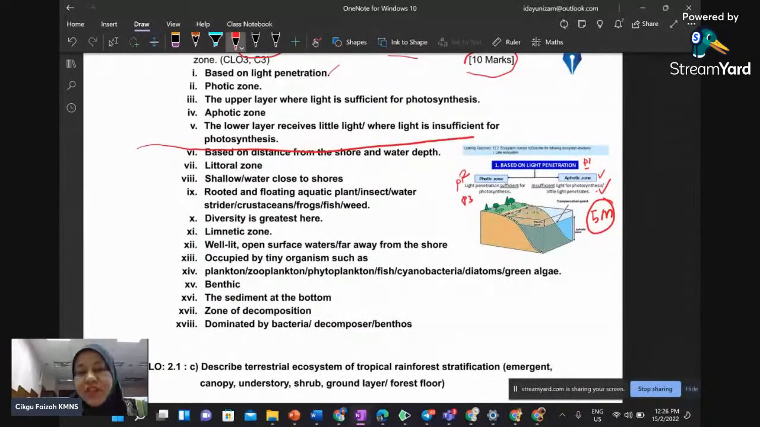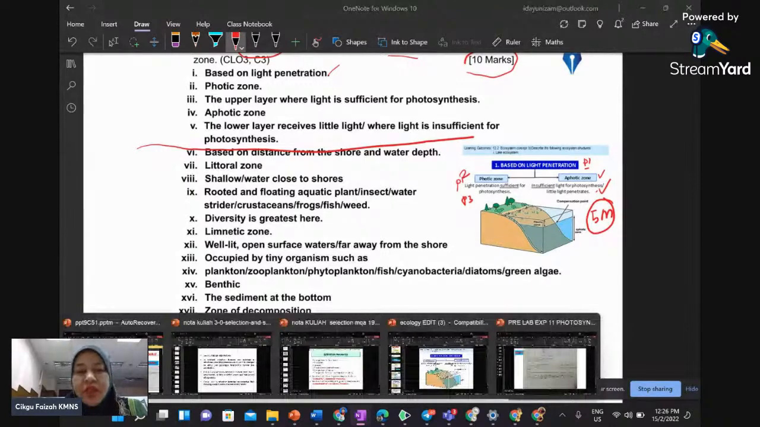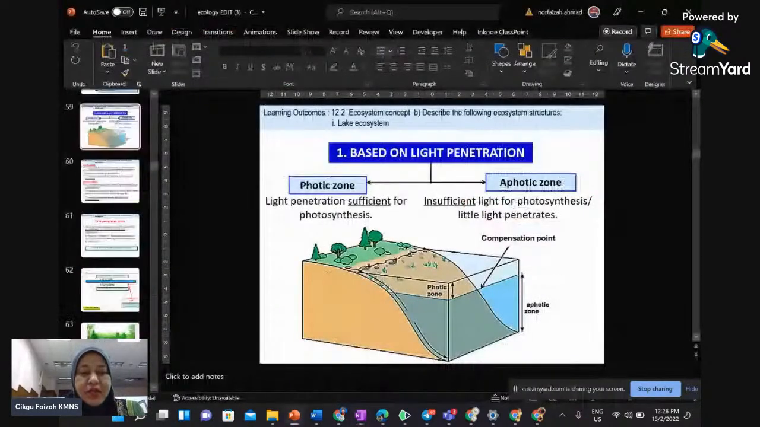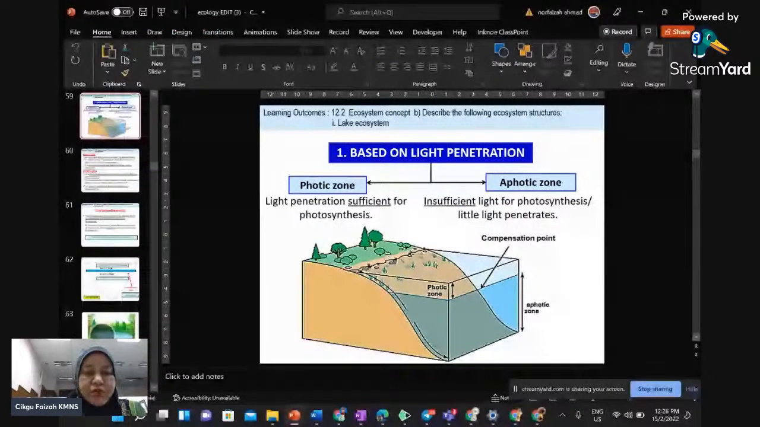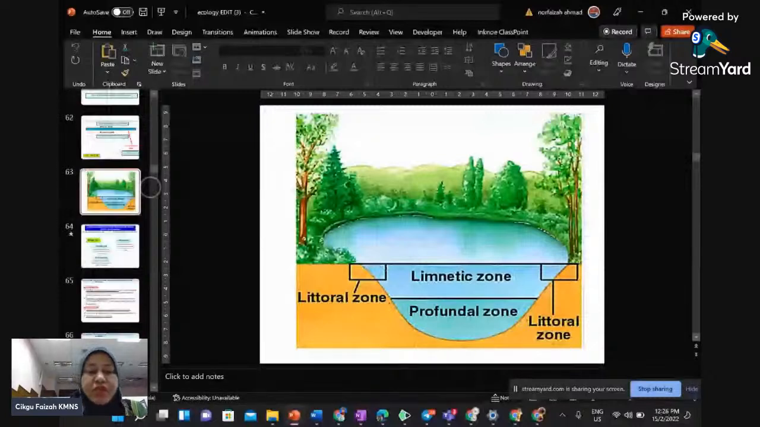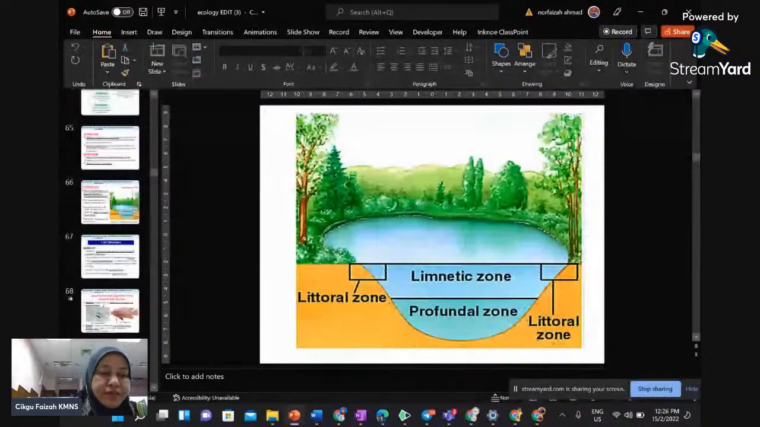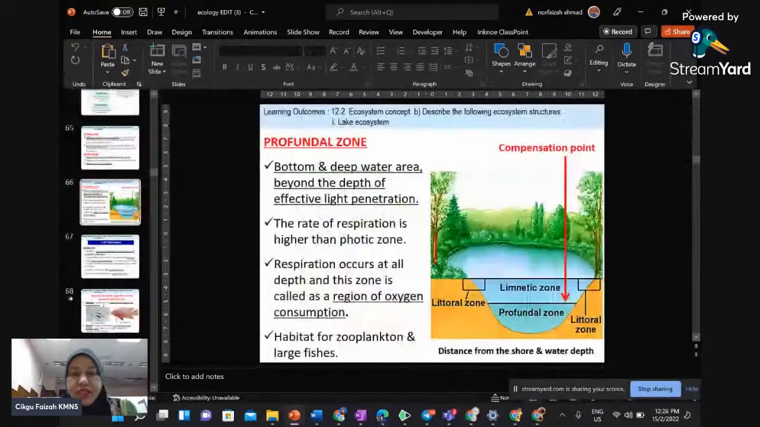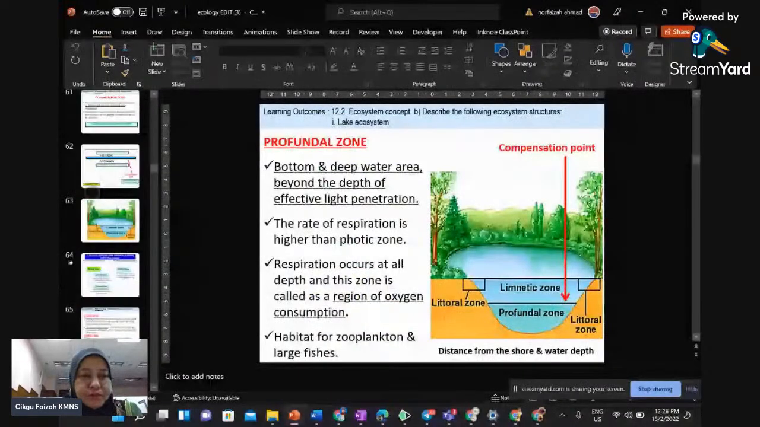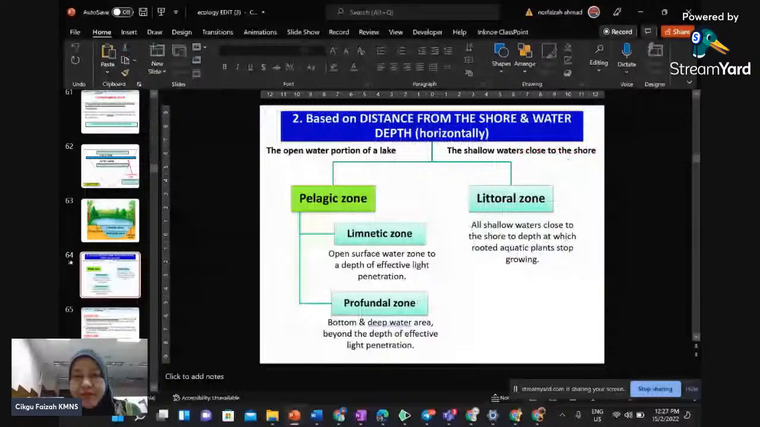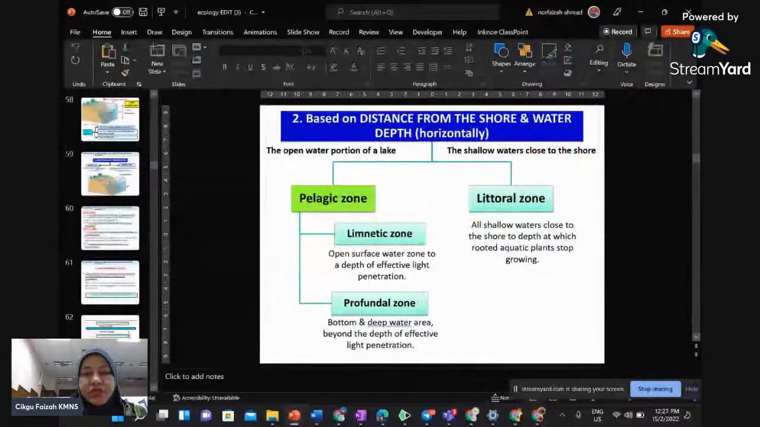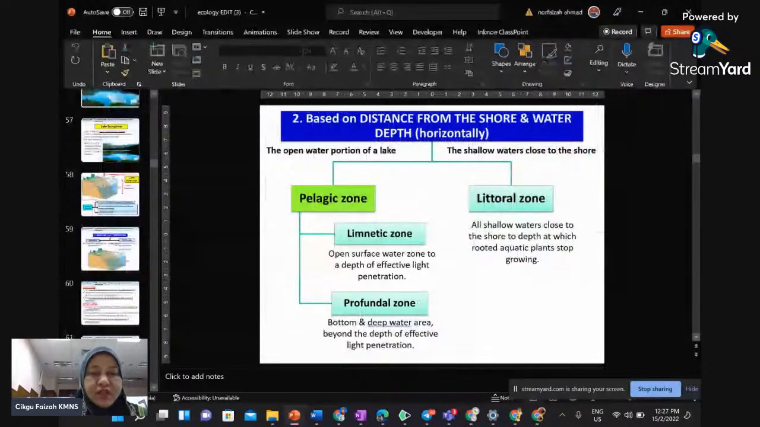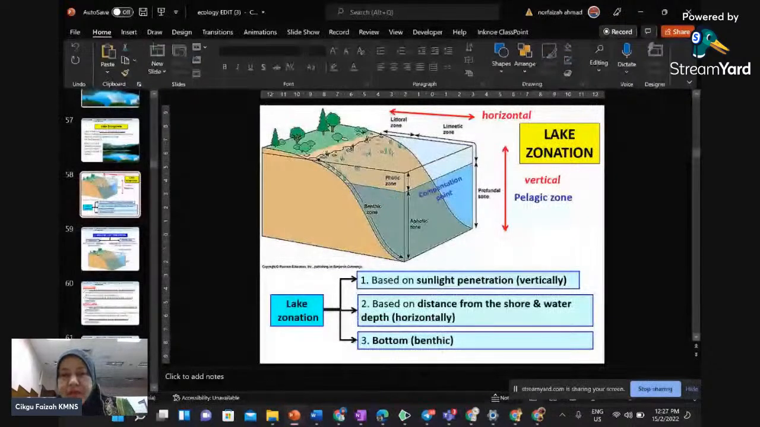Okay, and then if we refer to another part of it, class, so the littoral zone. Okay, if we refer to another concept of it, class. Okay, this one, so kita ambil ni limnetic zone and littoral zone. This one ni, class, okay, horizontal and vertical, right?